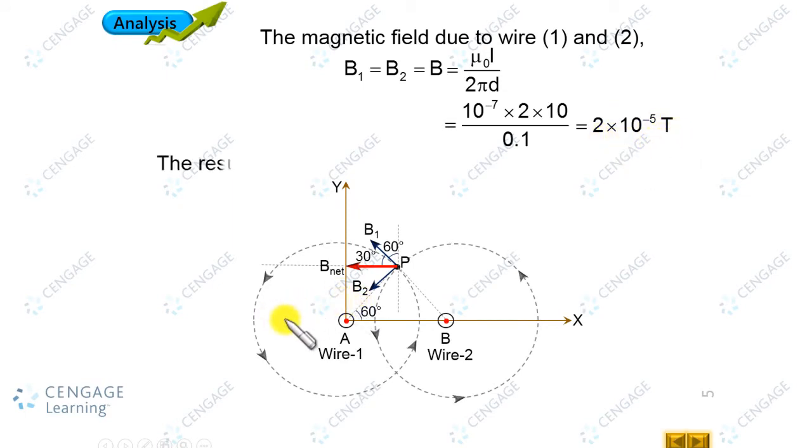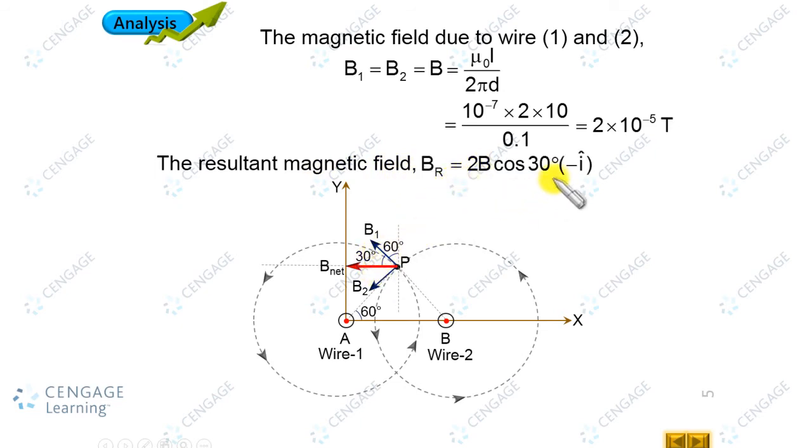Now we can find the resultant magnetic field. This is equal to 2B cos 30, and the direction of course is opposite to the positive x direction. So we have multiplied this magnitude with minus i cap. So now here we can substitute this value of B, and cos 30 is equal to root 3 divided by 2. So this is the resultant magnetic field at point P, and we can observe this magnetic field is in the direction parallel to the line joining the two wires. Okay.